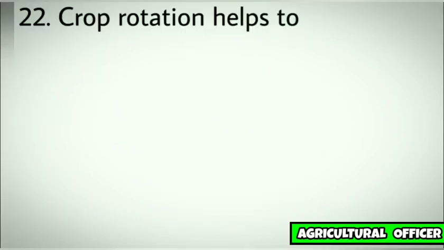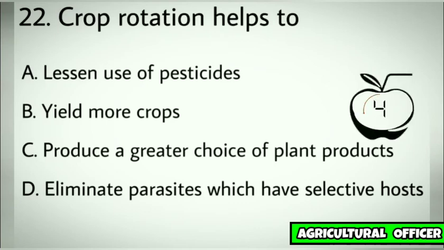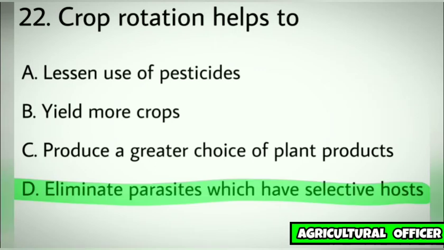Crop rotation helps to options A. Lesser use of pesticides, B. Yield more crops, C. Produce a greater choice of plant products, D. Eliminate parasites which have selective host. Correct answer D. Eliminate parasites which have selective host.